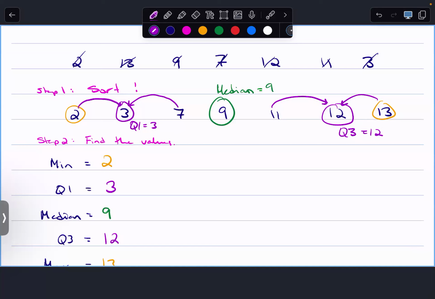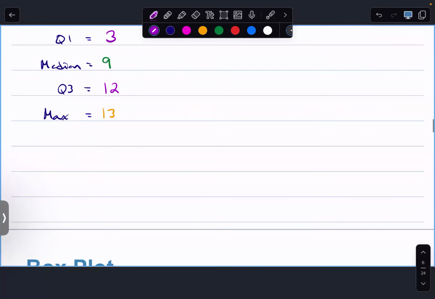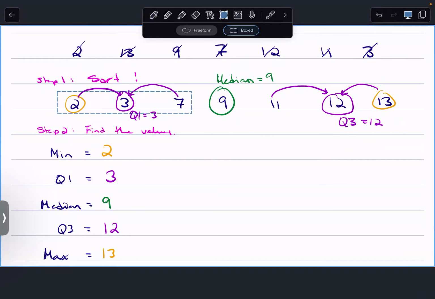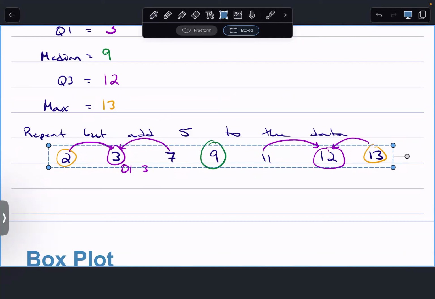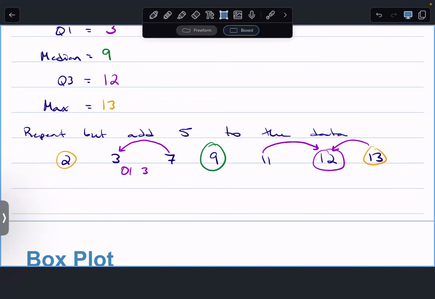What if I want to do the same thing? So repeat, but add 5 to the data. Why not? So what I'm gonna do, oh, I should have taken a copy of this. Copy. Now I have to erase all this. Ding, ding, ding. And squeeze in 5.